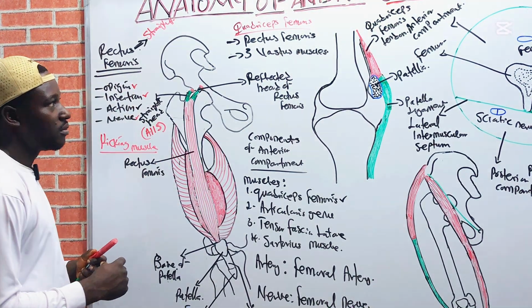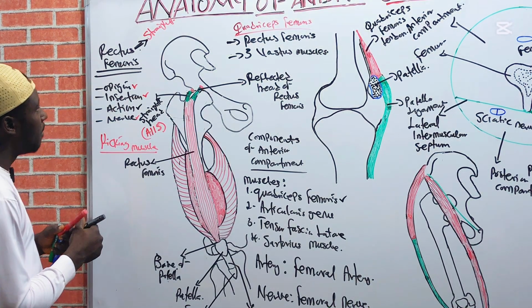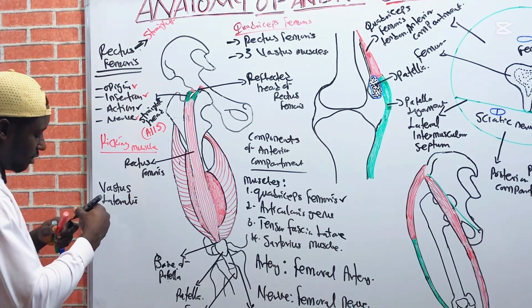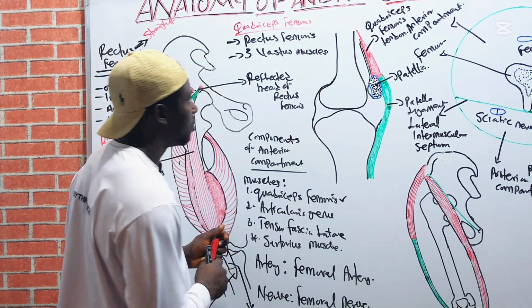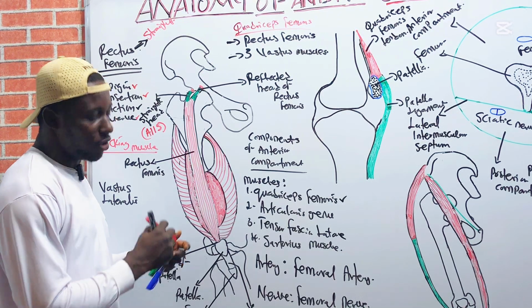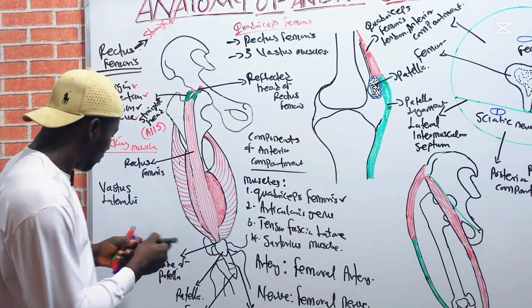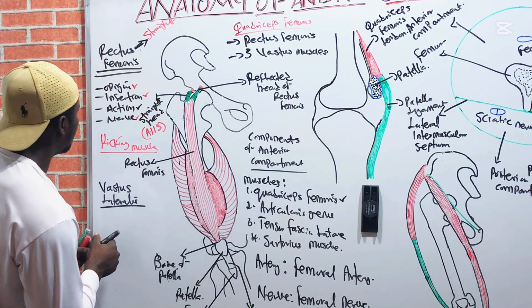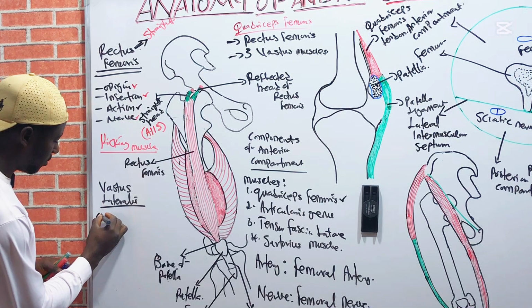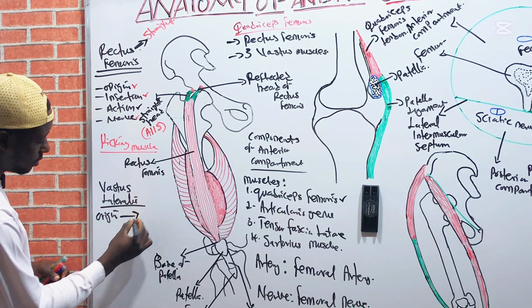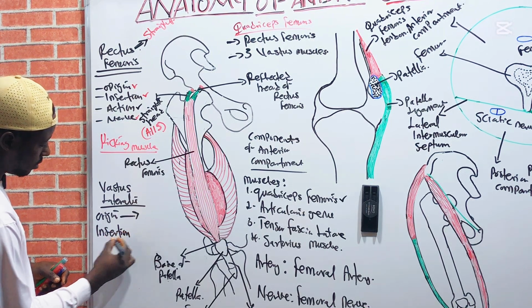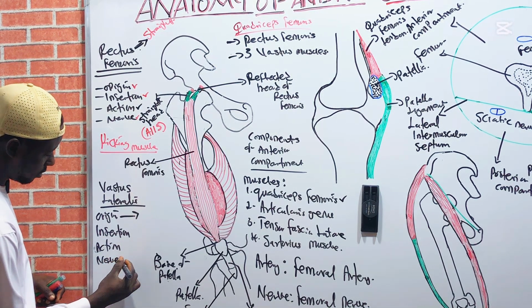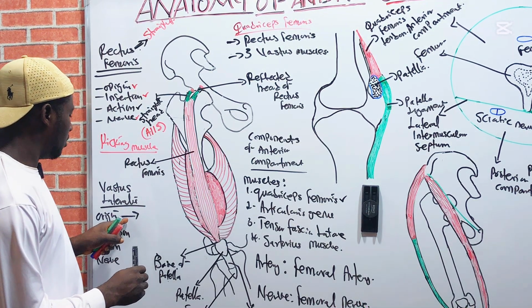The next muscle we'll be discussing is one of the vastus muscles. We have the vastus lateralis. We're discussing it based on the origin, insertion, action, and nerve supply. What is the origin of the vastus lateralis?